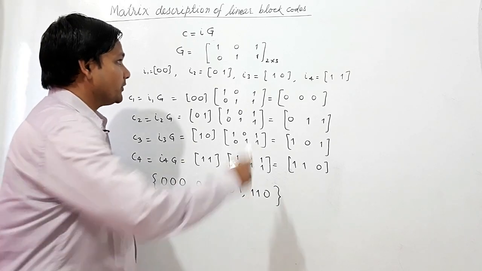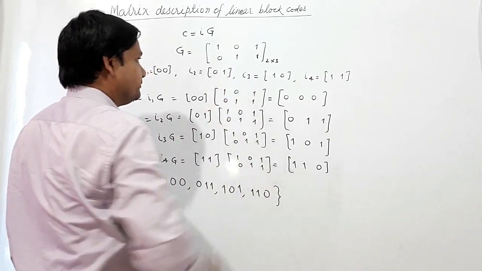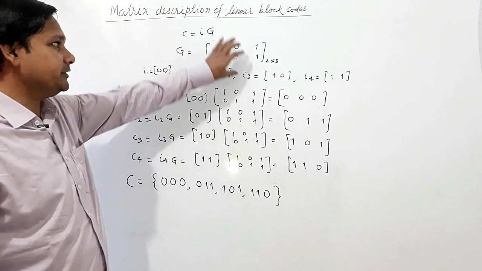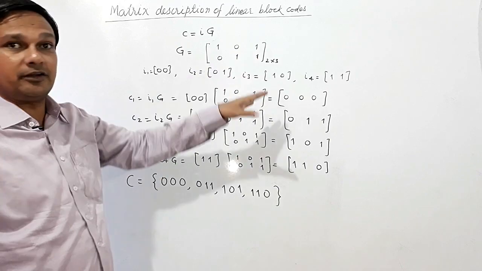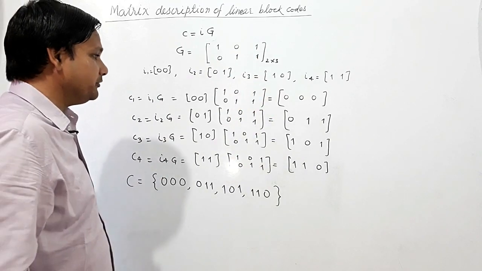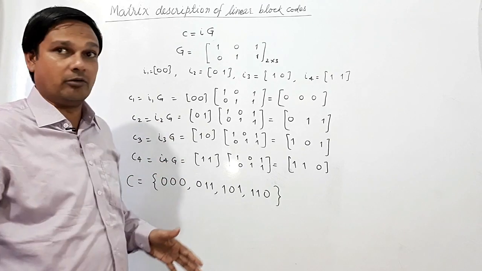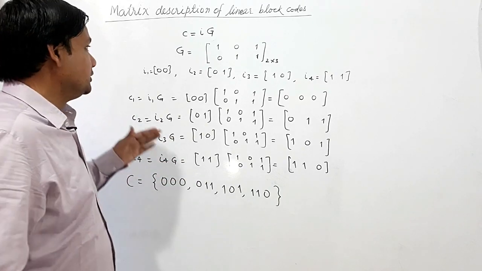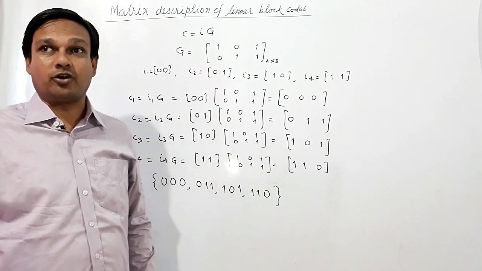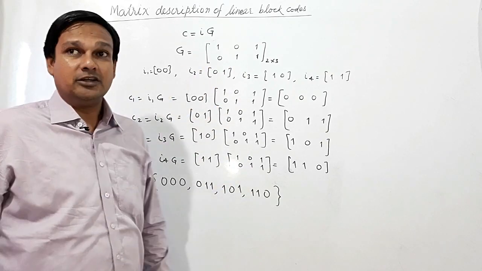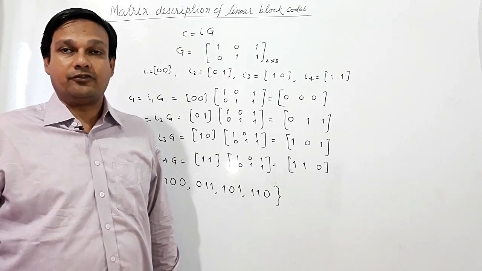We can see here, this matrix is 1, 0, 0, 1. This is an identity matrix and some other thing is also given, we shall see it later. If it's not given in this form, we shall convert it into the systematic form. This form is known as systematic form or standard form of generator matrix. If it's not given, then we shall convert it into the standard form.